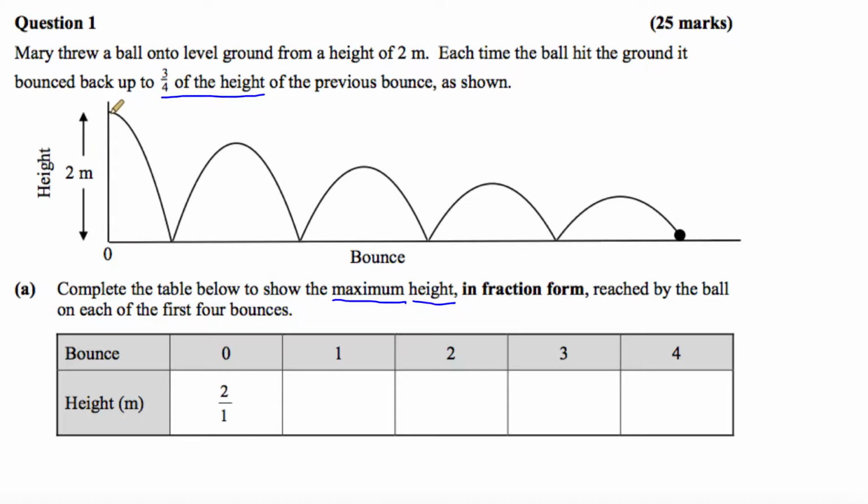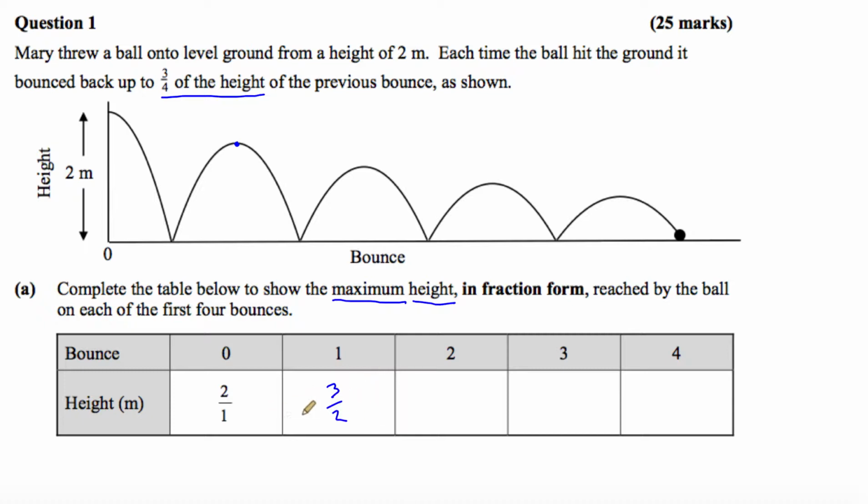It's dropped from a height of 2 meters. That's the vertical height that it begins with. And the first bounce, the height that it reaches is this height here, which will be 3/4 of 2/1, or 2. So 3/4 of 2 is 3/2. You can do this on your calculator, and remember they want it in fraction form. So each time we move along now, for each bounce we're going to find 3/4 of the previous value and leave our answer in fraction form.